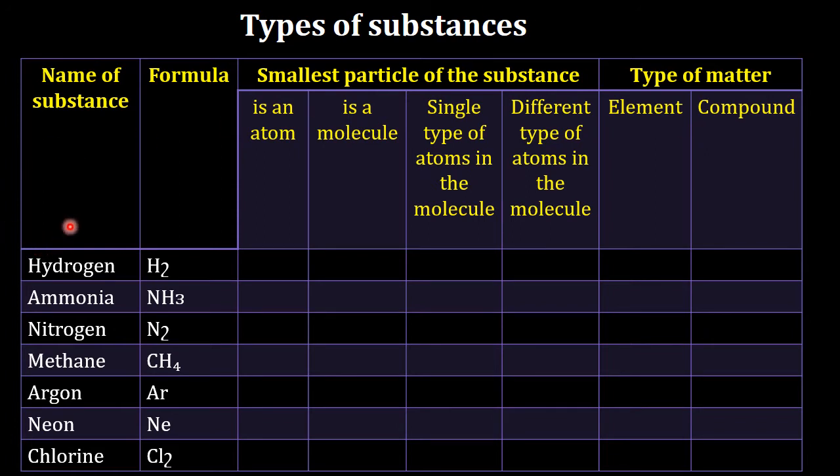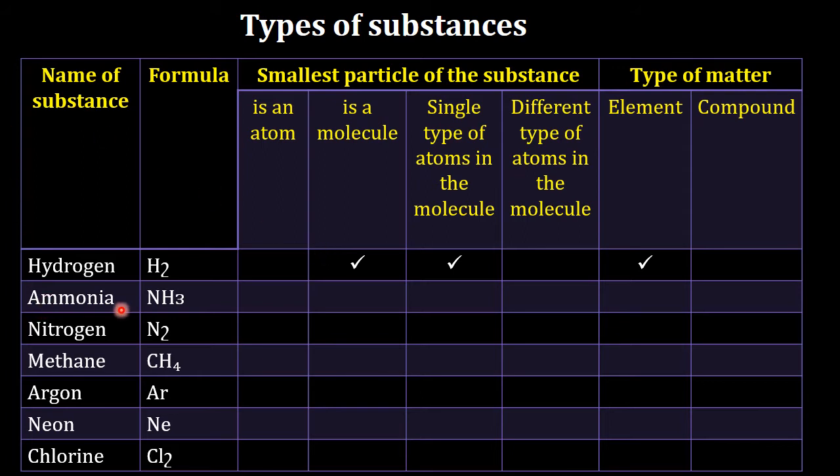So let us begin. Here you can see the first name of the substance is hydrogen. The formula of hydrogen is H2. So we have to identify whether it is an atom or a molecule. As you can see, H2 means it is combined, so it is a molecule. Only hydrogen is there, so a single type of atom is present in this molecule and therefore it is an element.